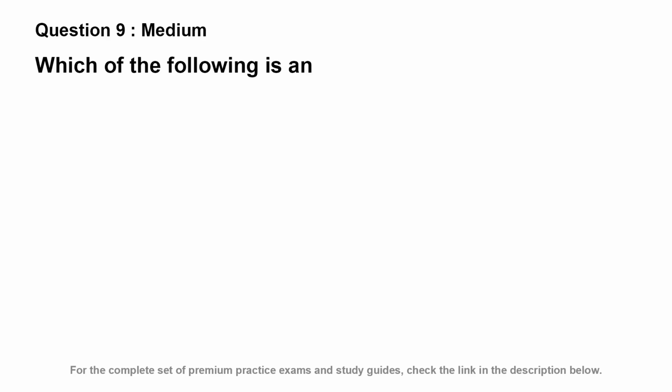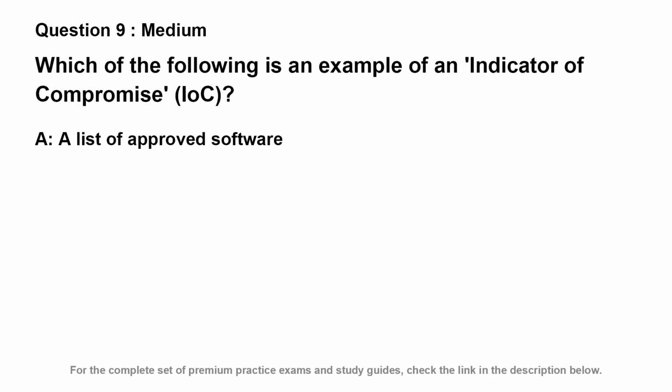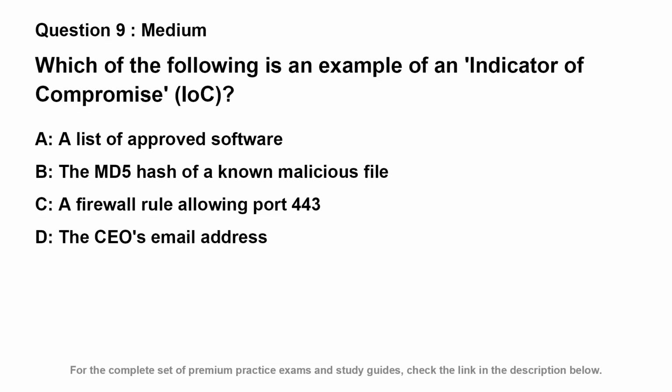Which of the following is an example of an indicator of compromise, IOC? Option A, a list of approved software. Option B, the MD5 hash of a known malicious file. Option C, a firewall rule allowing port 443. Option D, the CEO's email address.